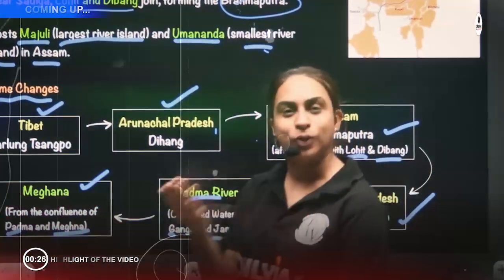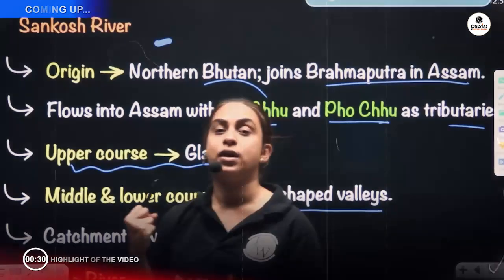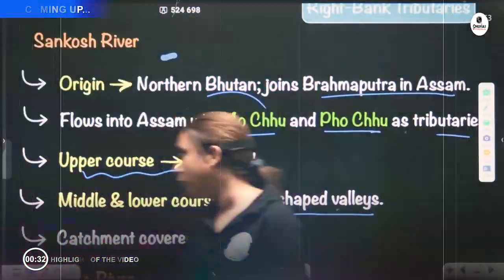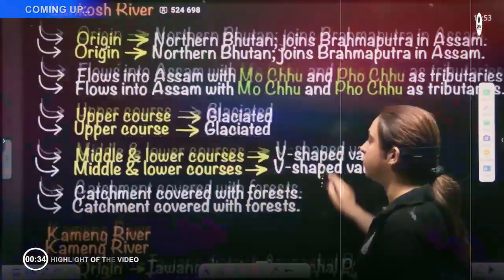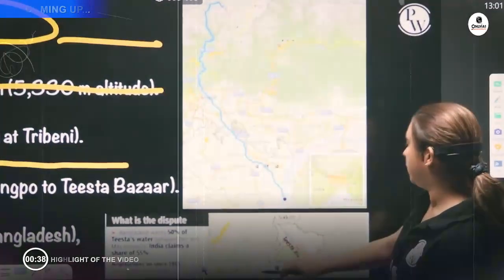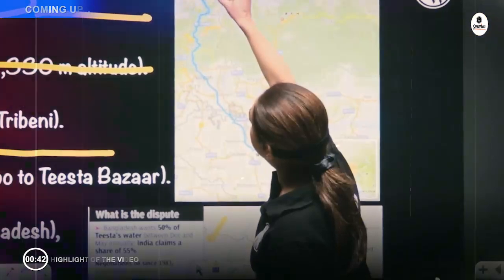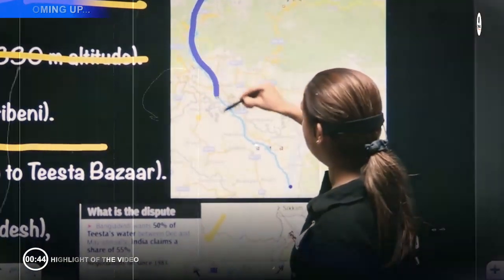So you must have heard the names. The name keeps on changing. So there's a lot of forest, there's a lot of water that can be even acquired from the roots there. So here you have, this is the Sankosh. The next one is a calming. This is the way Teesta is flowing through Sikkim and West Bengal border.